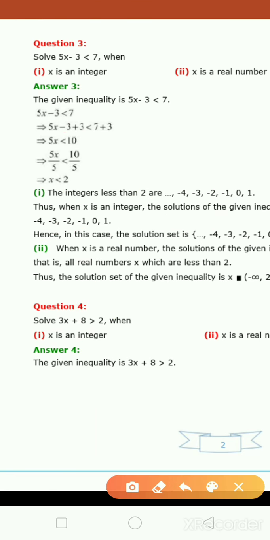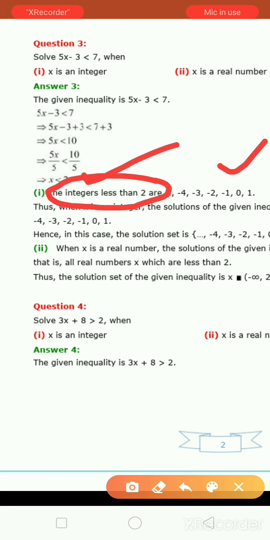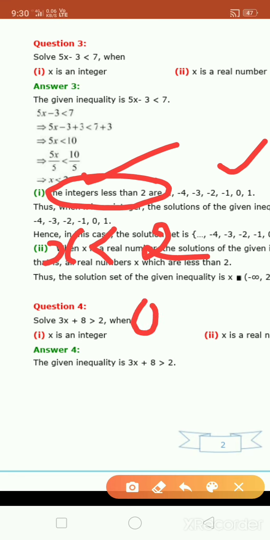So you will get x is less than 2. If x is an integer, we can take minus 4, minus 3, minus 2, minus 1, 0, 1, 2, 3, 4. Less than 2 means x should be less than 2. What are the integers that are less than 2? We can say 0, 1. We can't write 2 because it is not an equal-to sign.